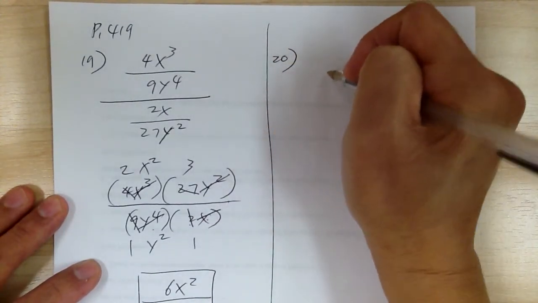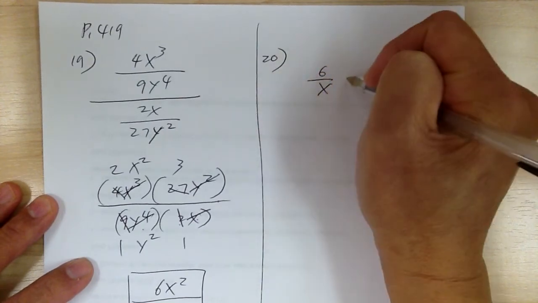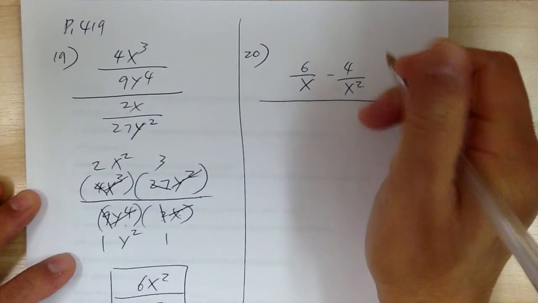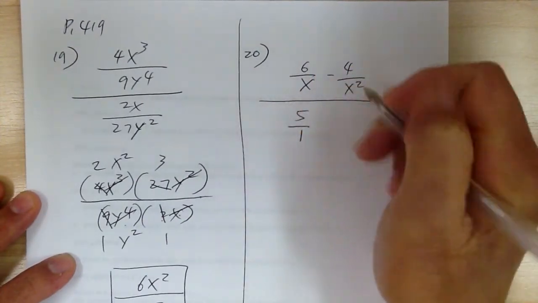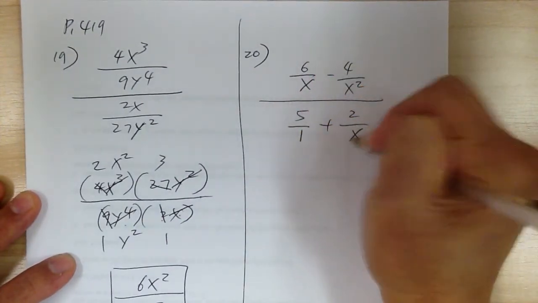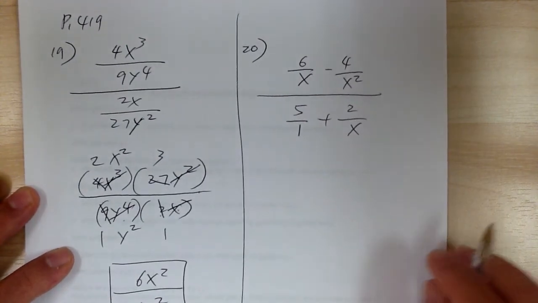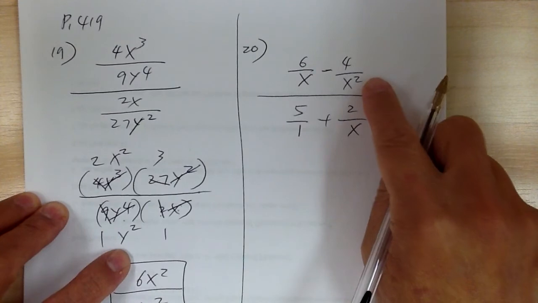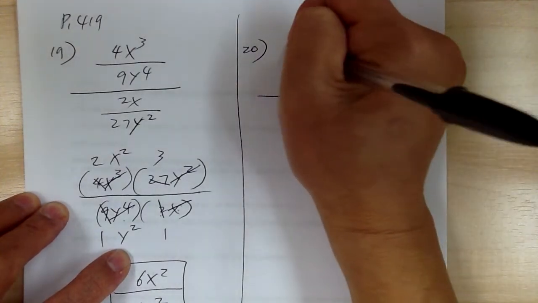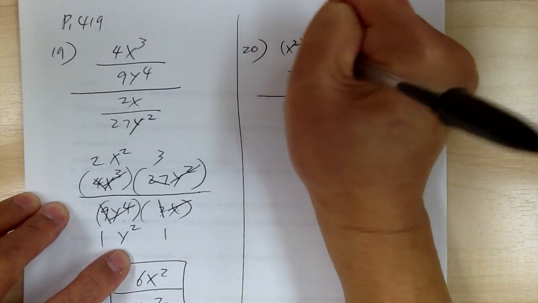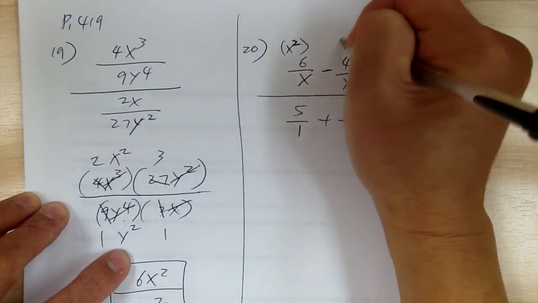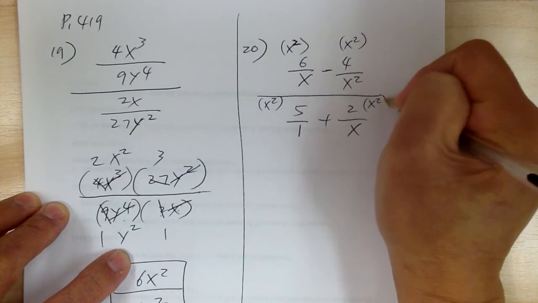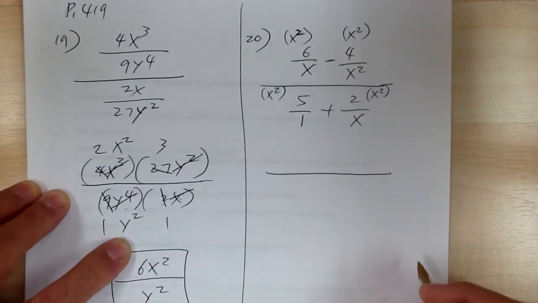Number 20, you have 6 over x minus 4 over x squared, over 5 over 1 plus 2 over x. So for this one, you need to multiply every term by the common denominator. So the common denominator is x squared. So multiply by x squared on every term, and get your fraction ready.